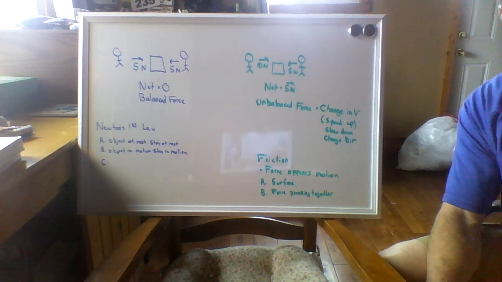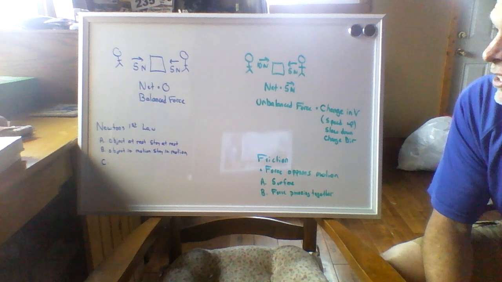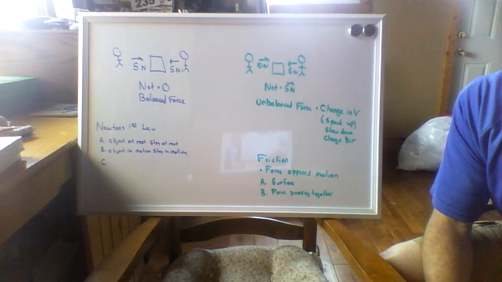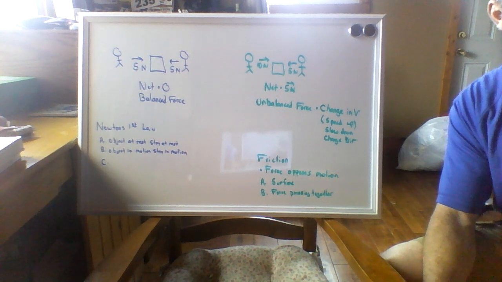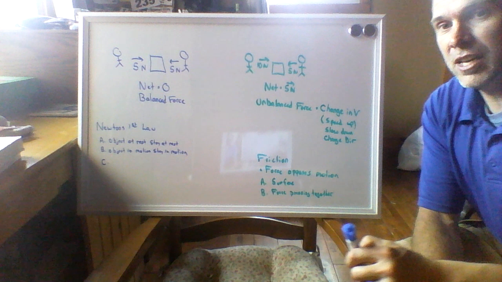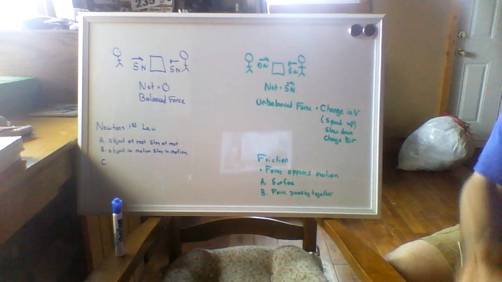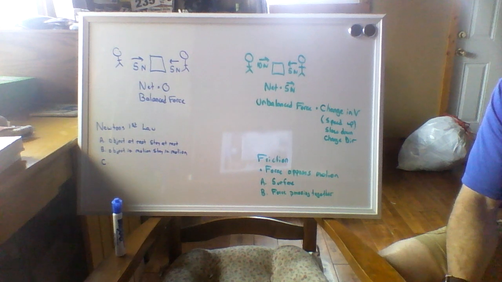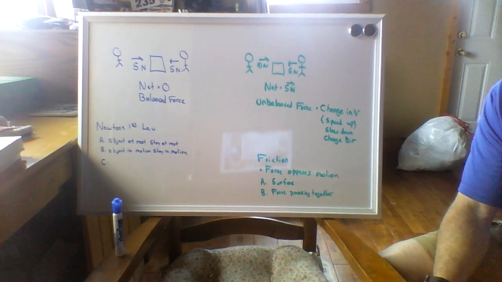The second main concept in this section was Newton's first law of motion. And essentially, Newton's first law of motion says an object at rest will stay at rest. So if I were to take this marker and set it on the arm of the chair, it's going to stay on that arm of the chair, essentially, until we come back and watch tomorrow's video.